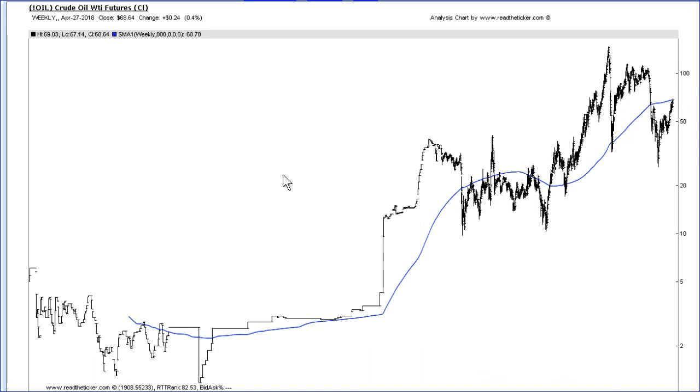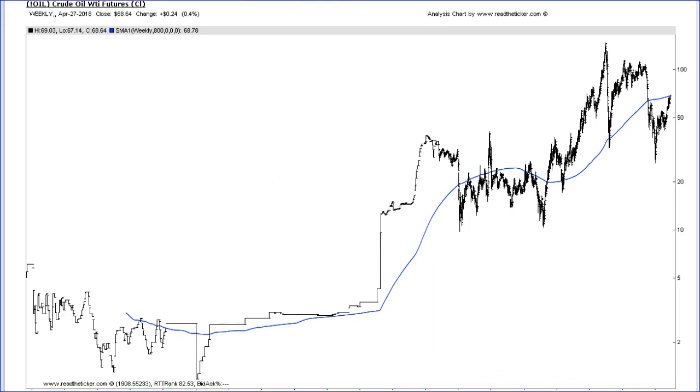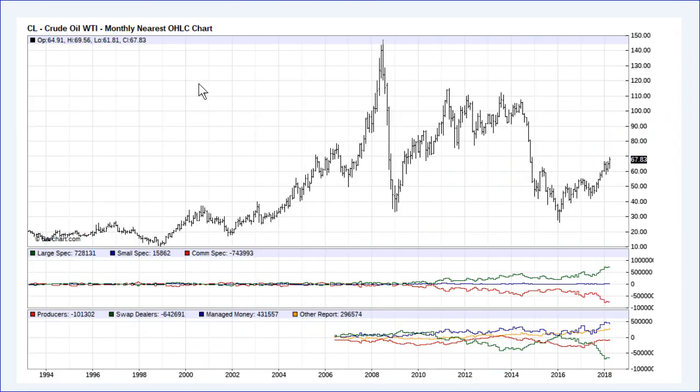Now let's consider the COT reports. Here we have the barchart.com COT report. It's a weekly chart, 20 years. And here the first indicator we have, the green line is the speculators and the red line is the commercials.